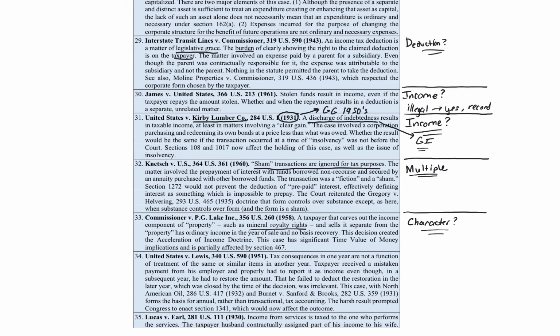So for those of you who took me for previous classes, we spent time talking about the characterization of different pieces of intellectual property. One of them I talked about was contractual rights. That's because of P.G. Lake. So with contractual rights, when selling, the seller has ordinary income.